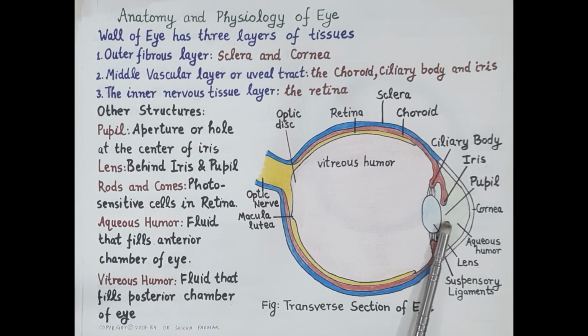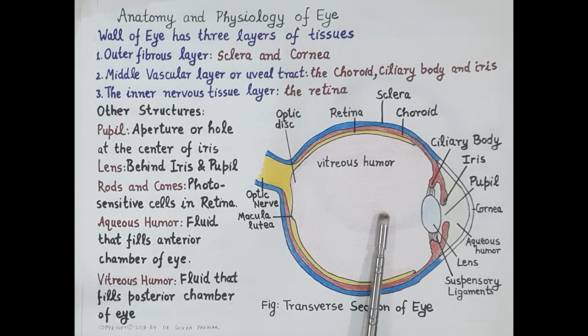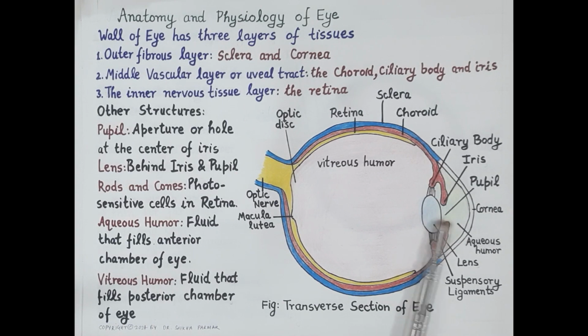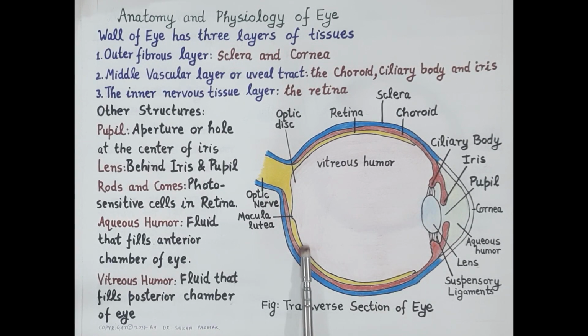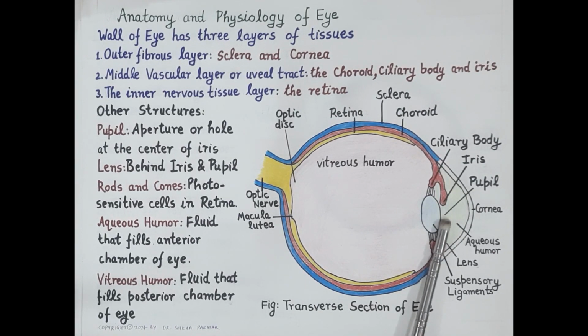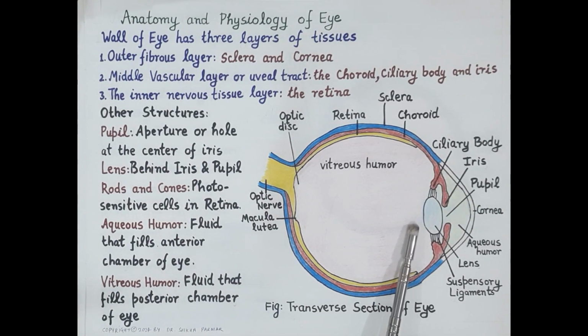The size of this hole or aperture increases so that more and more light enters the eye and we could see. Now on the contrary, in brightness, this pupil constricts. Now when the pupil constricts, the size of this aperture or hole reduces so that only a small amount of required light enters the eye, because too much light can damage the retina. So the function of the iris is to regulate the size of the pupil, and the iris gives color to the eyes.